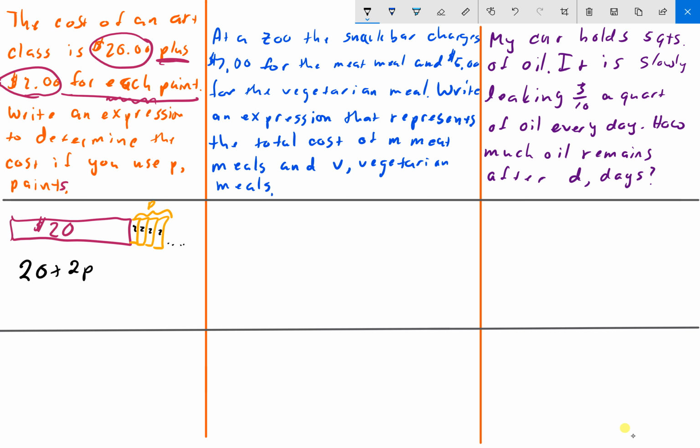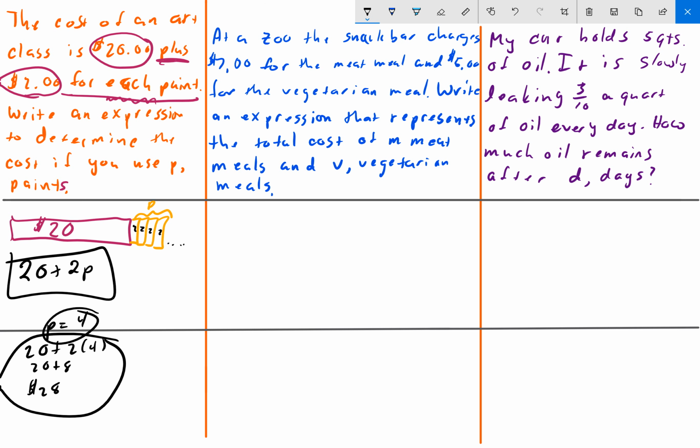Now, if I used 4 paints, that's going to be 20 plus 2 times 4, which is 20 plus 8, which is $28. Now, this down here is just me evaluating the expression. The actual answer to the question was this. All right, I just want to make that perfectly clear. If I use 0 paints, if I just went for the art lesson, it'd be 20 plus 2 times 0, which is 20 plus 0, or $20. So once again, this part down here is the evaluation. This here is my actual answer.